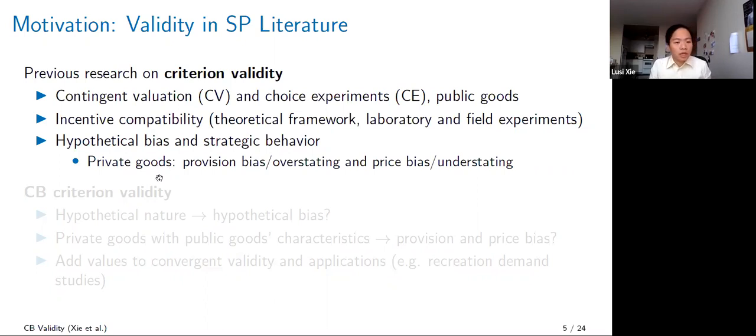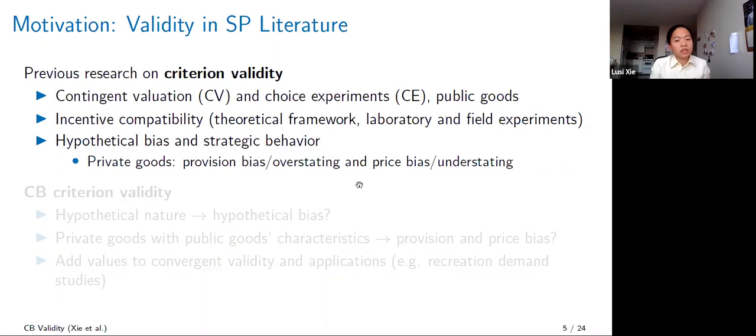Empirically, it has been found that hypothetical bias is likely subject to provision bias and price bias for valuing private goods. The provision bias refers to the case where people tend to overstate their values for a new product to increase the chance of that product being provided on the market. But they don't actually have to buy it when the product is actually on the market.